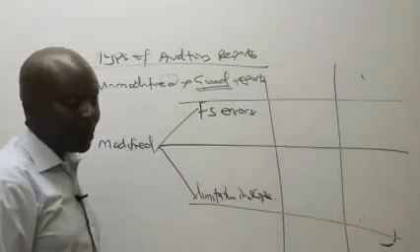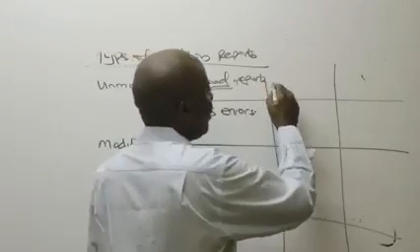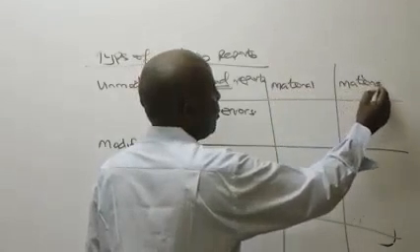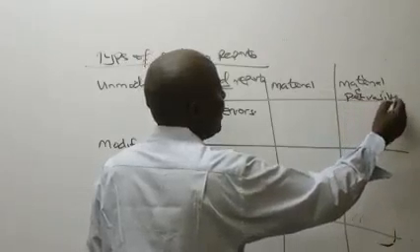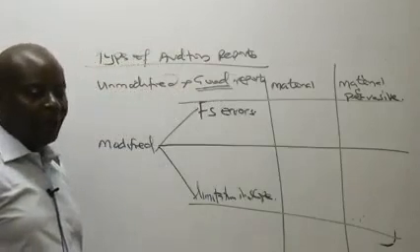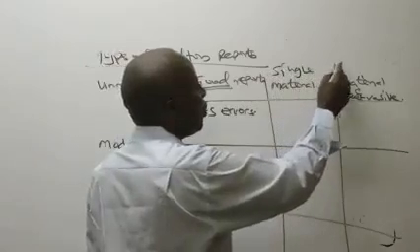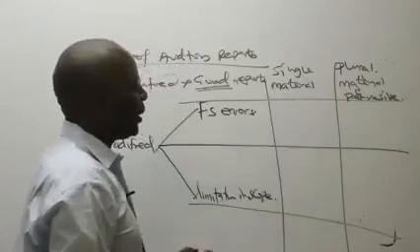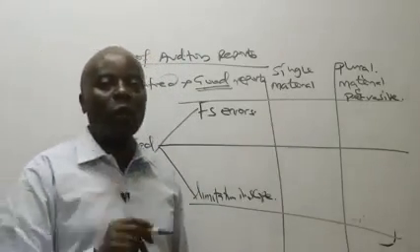Now, ladies and gentlemen, please listen to me very well. We have what we call material, and then we have material and pervasive. So this is what we call single. This is what we call plural. Single, plural.